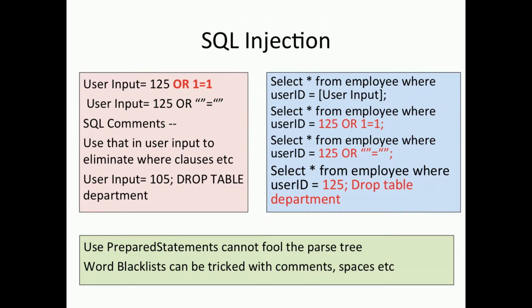SQL injection, pretty simple, but at the same time, it's hard to remember it all the time. So imagine a text box where you are supposed to enter your name. Say Joe, and Joe becomes a parameter to the query. So it would become select star from employee where employee ID equals Joe. Instead of that, if someone puts in employee ID is 125 or 1 equals 1, and you do not check for this, this becomes 125 or 1 equals 1, which is always true, which means everyone's data will come out. Did this make sense?